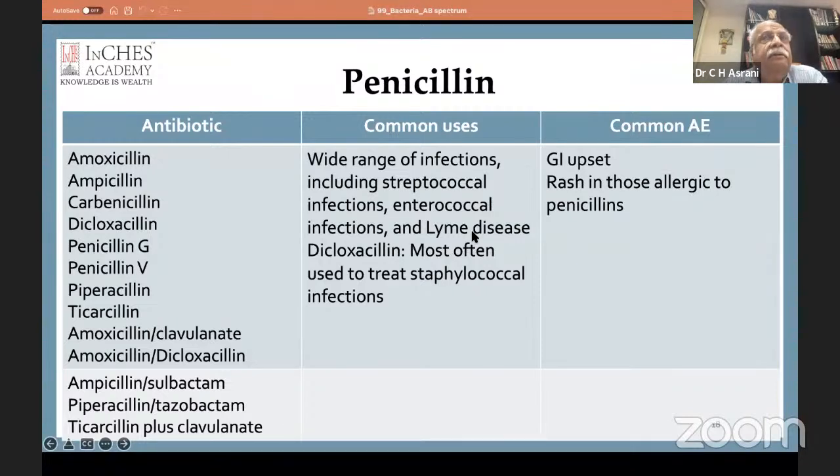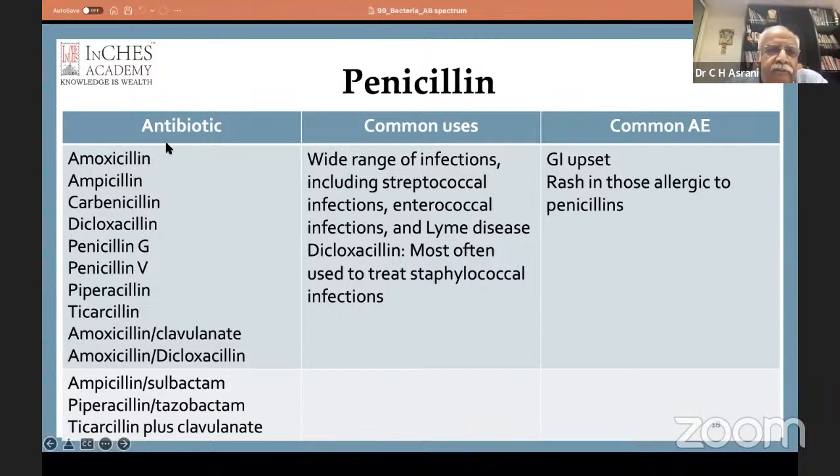Now we come to antibiotics. First group is penicillin. Those of us who are 60, 65 plus will remember in the earlier parts of our practice when we didn't have so many drugs, penicillin worked wonders. A GP who used penicillin injection had the largest practice because right from respiratory to skin, everything responded to penicillin.